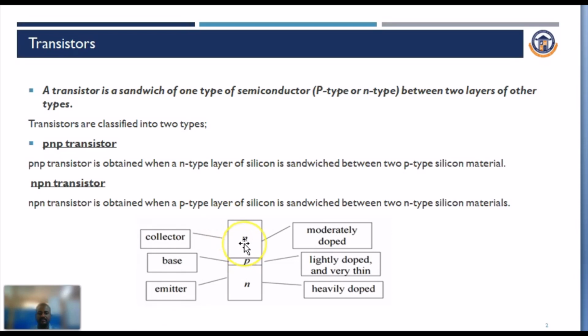Here the transistors usually consist of three terminals: the collector, base, and emitter. Here I am taking an NPN transistor. For fabricating this, the collector region must be moderately doped, whereas the base terminal is lightly doped and very thin in nature, and the emitter terminal is heavily doped.